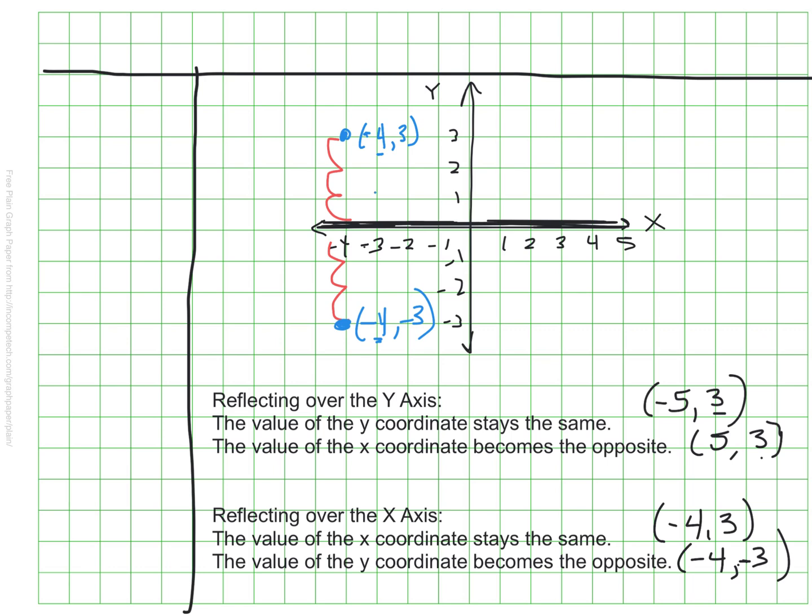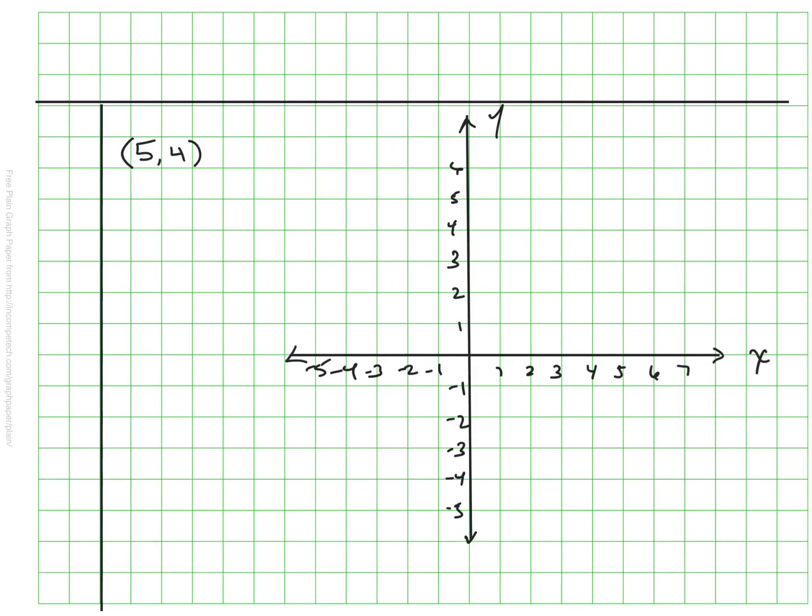Let's do another couple examples just like that. Let's start by plotting the point 5, 4. So that's going to be in my first quadrant, 5, 4. And take a moment, let me write 5, 4 here, take a moment and think about where that would be if we reflect this over the y-axis.